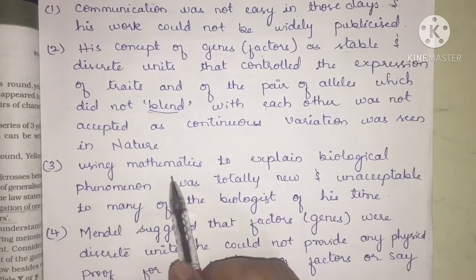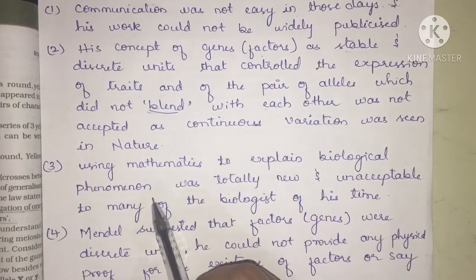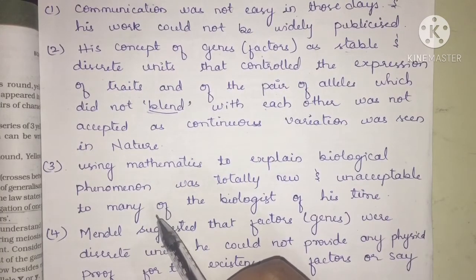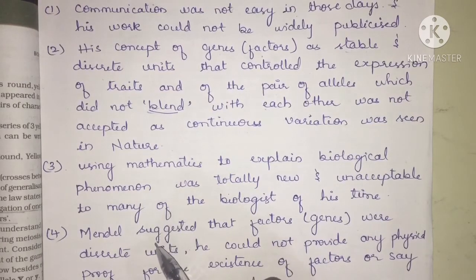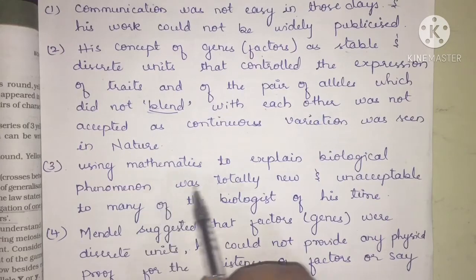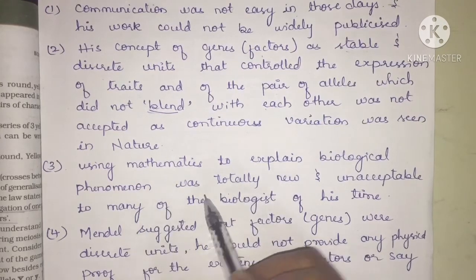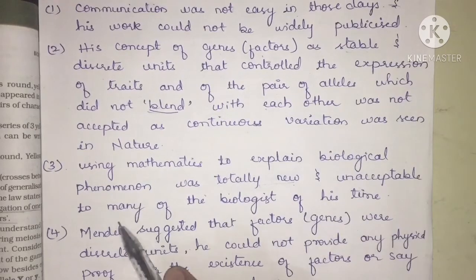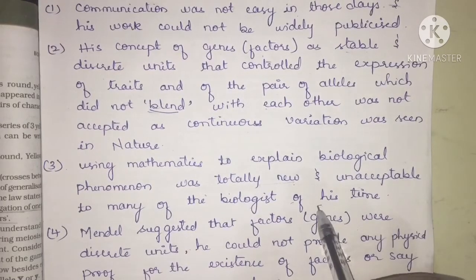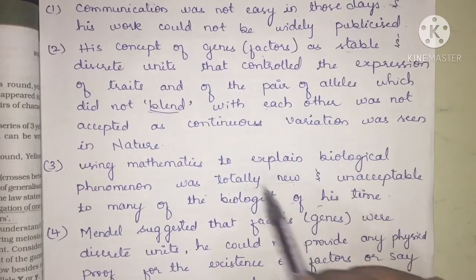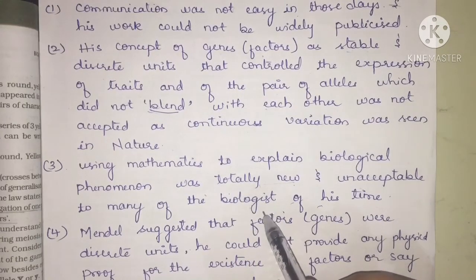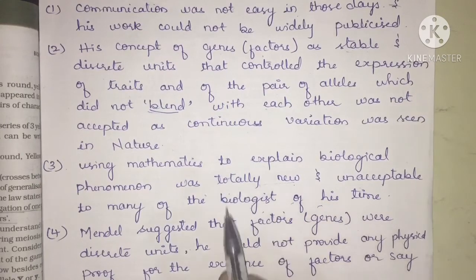Next, using mathematics to explain biological phenomena. As we found, Mendel has used mathematics, the formula (a+b) whole square, and he has given the phenotypic ratio and the genotypic ratio, so mathematics has been involved. Using this mathematics to explain biological phenomena was totally new in biology, and it was unacceptable to many of the biologists of his time. Many of the biologists were not accepting how mathematics can get involved in biology. That was not accepted by many of the scientists during that time.